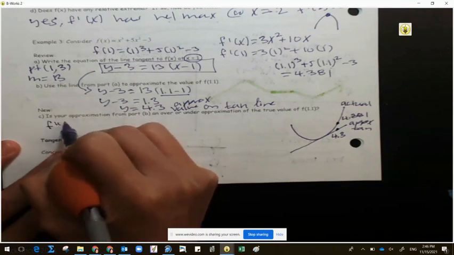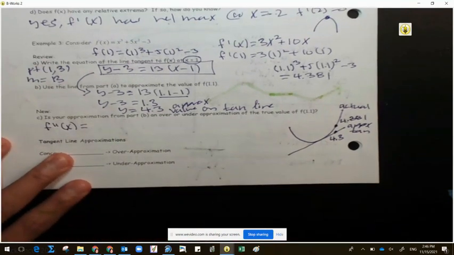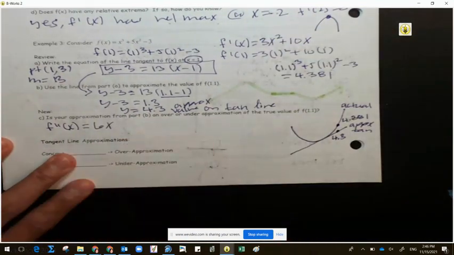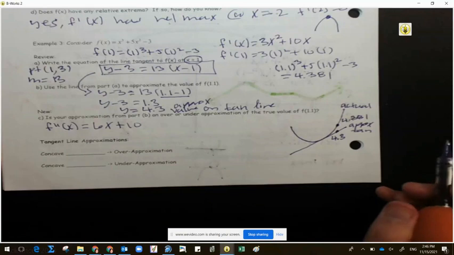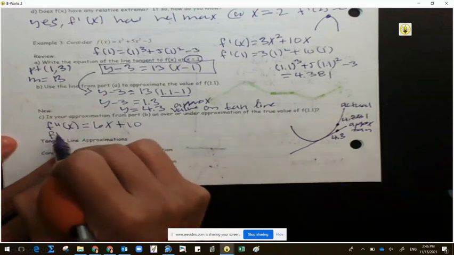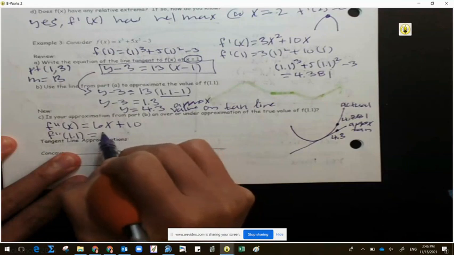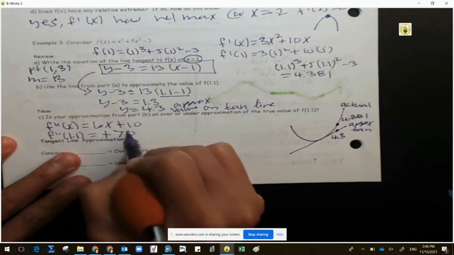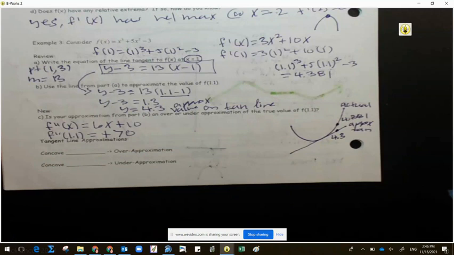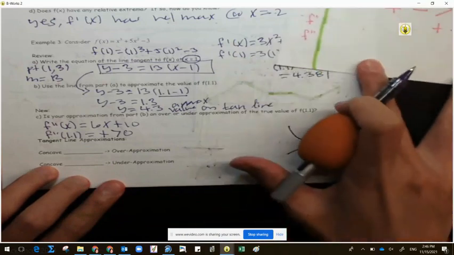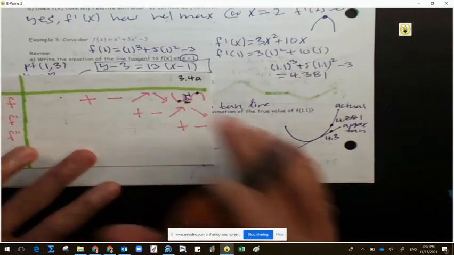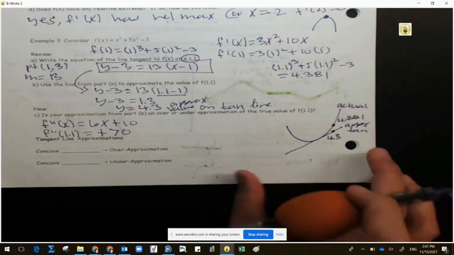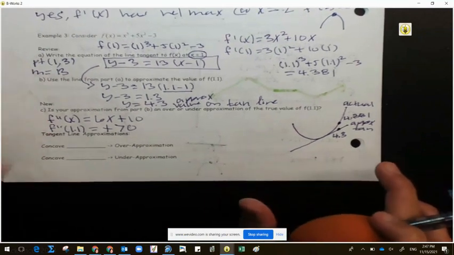Our f double prime of x. If I find the derivative from the f prime function, we're going to get 6x plus 10. And when I plug in the number, I believe 1.1, into this function, it's going to be some positive number which is greater than 0. And we know when f double prime is greater than 0, it's going to be concave up. So that pretty much proves it. I wish these two questions could kind of flip. Oh well.